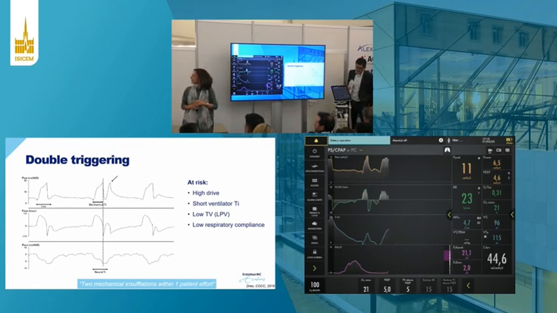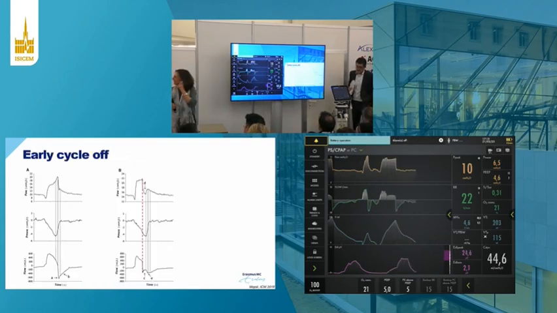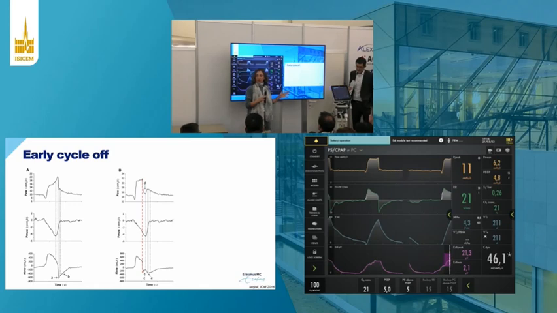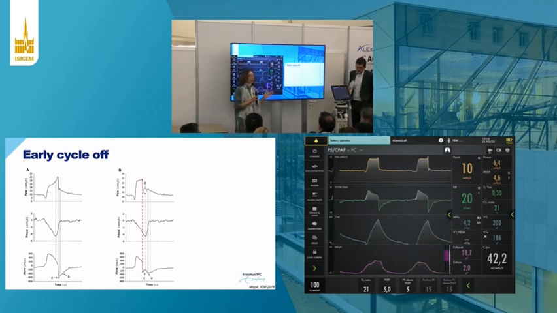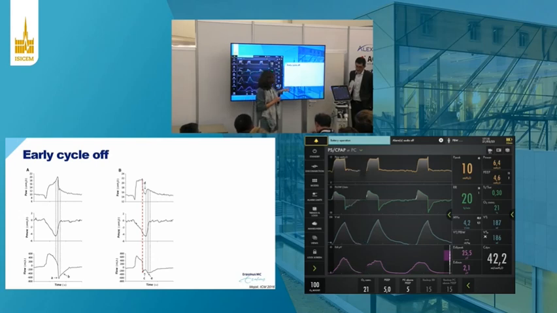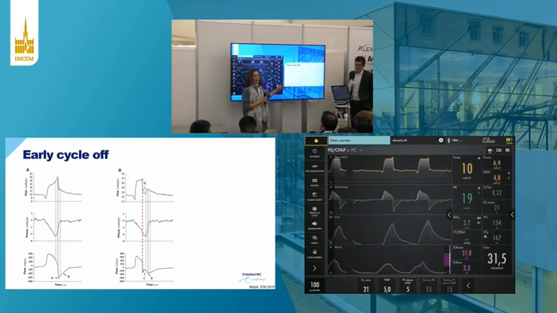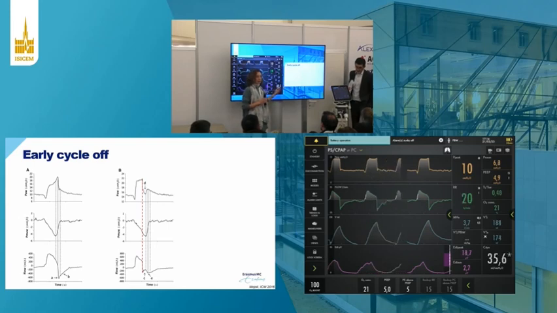Okay? Like to add something? So, if it's not that extreme double triggering, we may have the same problem but to a lower extent when we have early cycling off. So the ventilator opens the exhalation valve before the patient effort is finished, but this effort is not strong enough to trigger a next breath.